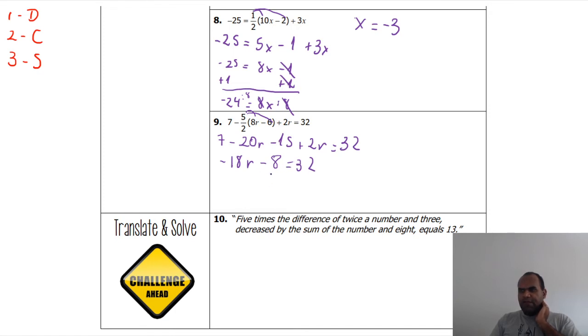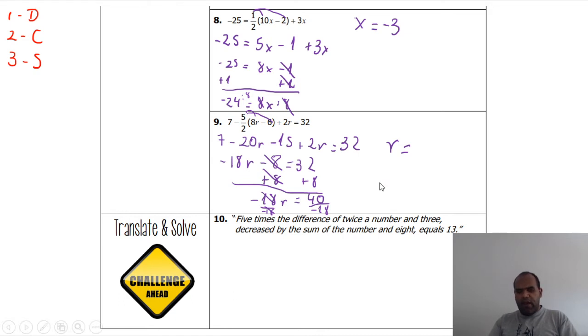The opposite for 22 is negative 22, on both sides. Negative 22 makes it 0, and here the result is negative 18r equals 10. And right now, what's the opposite for multiply by negative 18? It's divide by negative 18. Okay, this is done. Just r. r equals 10 divided by negative 18.